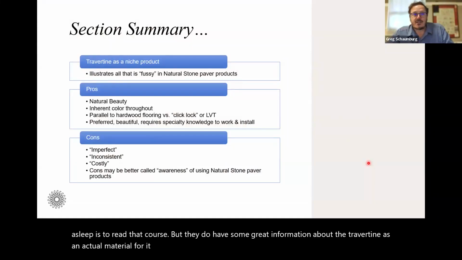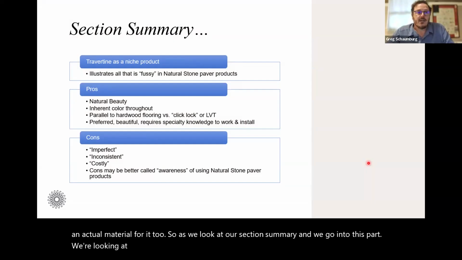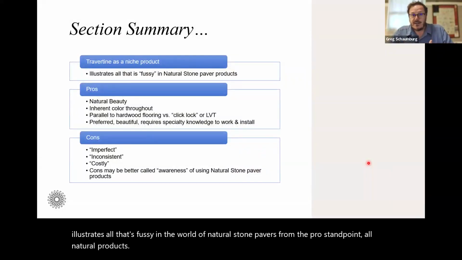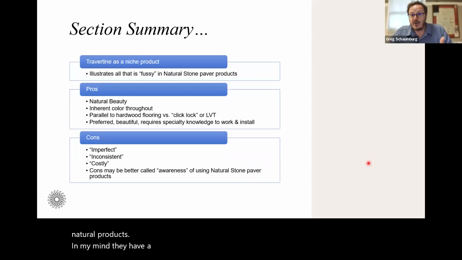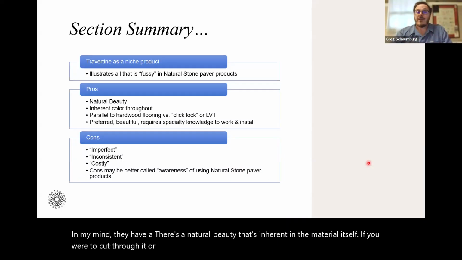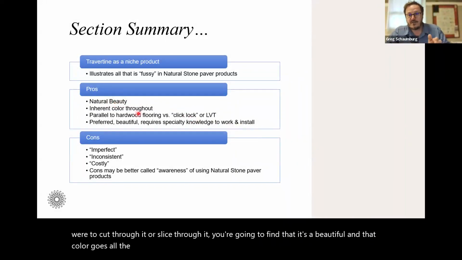So as we look at our section summary and we go into this part, we're saying travertine's kind of a niche product. It sort of advertises or illustrates all that's fussy in the world of natural stone pavers. From the pro standpoint, all natural products, in my mind, have a natural beauty that's inherent in the material itself. If you were to cut through it or slice through it, you're going to find that it's beautiful, and that color goes all the way through the material.